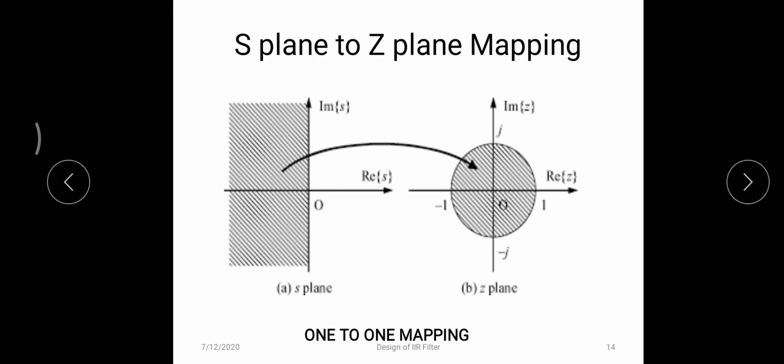Now this is s plane to z plane mapping. This is 1 to 1 mapping. So once again, similar to the previous, all the poles on the left side of the s plane will be mapped inside the unit circle. The right side poles will be mapped outside the unit circle. The imaginary axis poles lie on the unit circle.